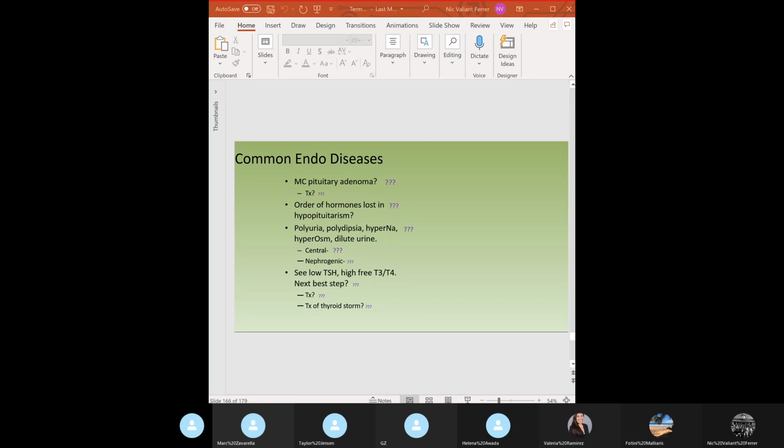What's the treatment of thyroid storm? PTU, plus what? Propranolol, and iodine. Exactly. Or they're going to put in Lugol's solution. It's the same thing. Iodine is the same thing as Lugol's solution. So don't be confused. Okay.